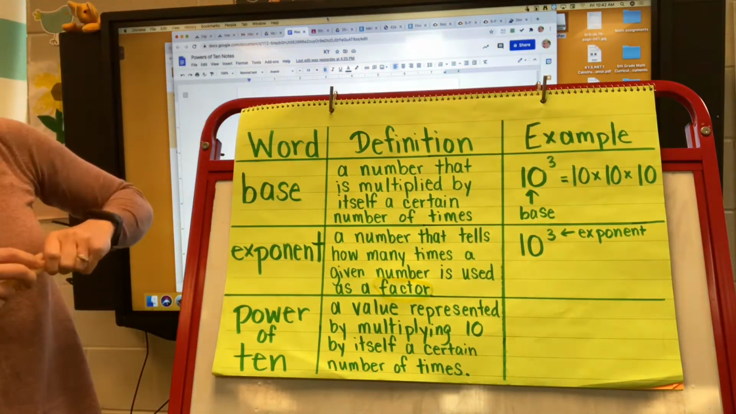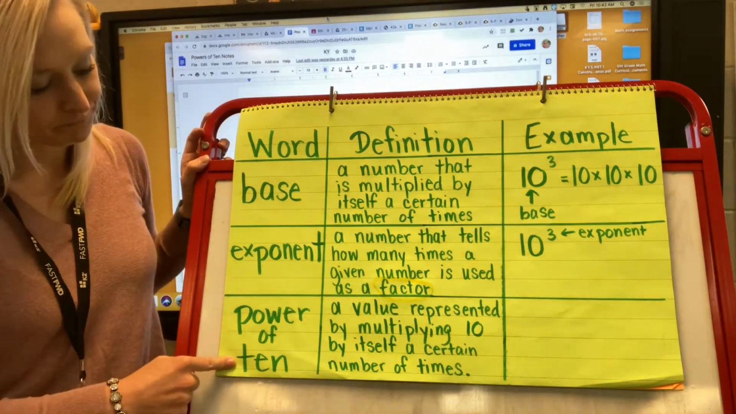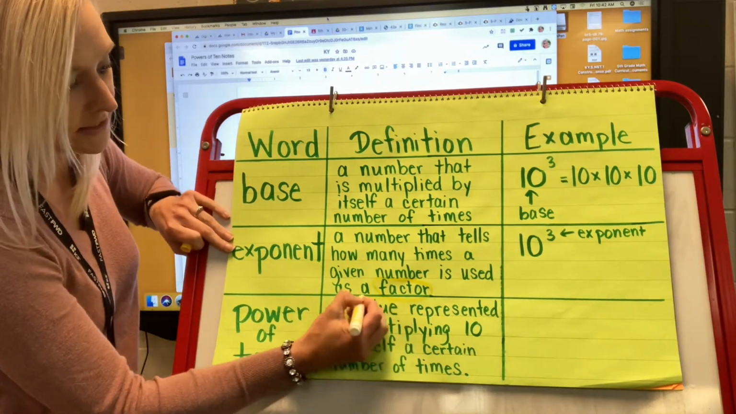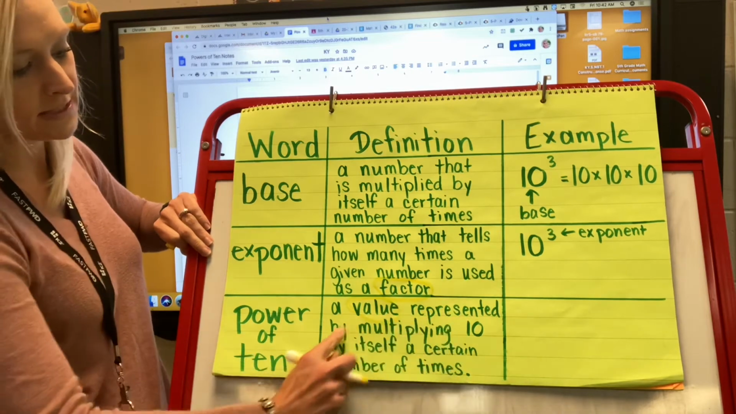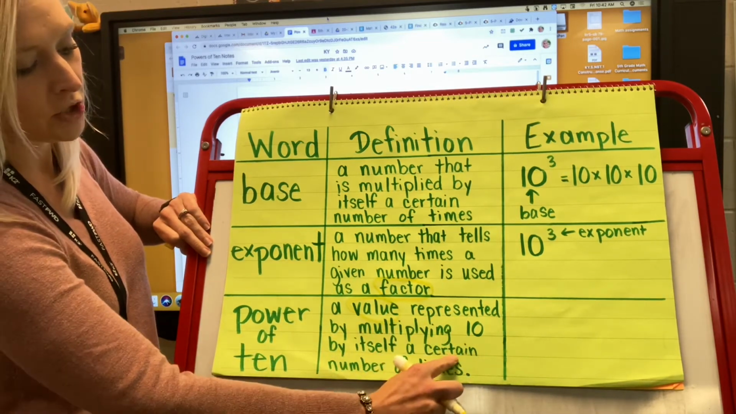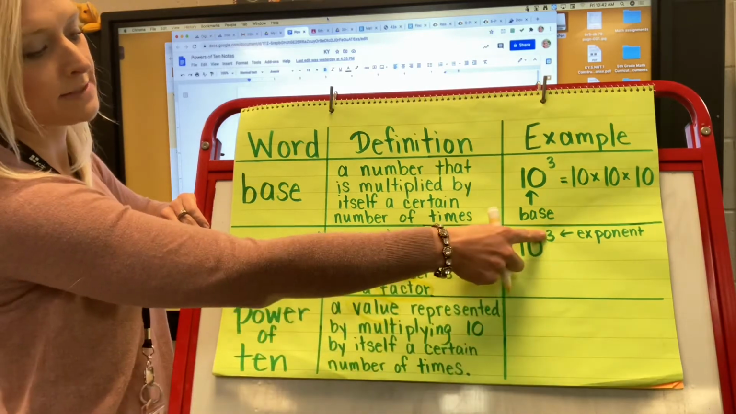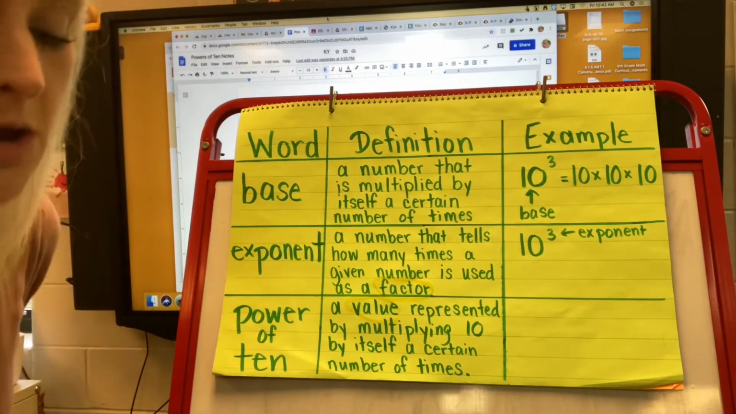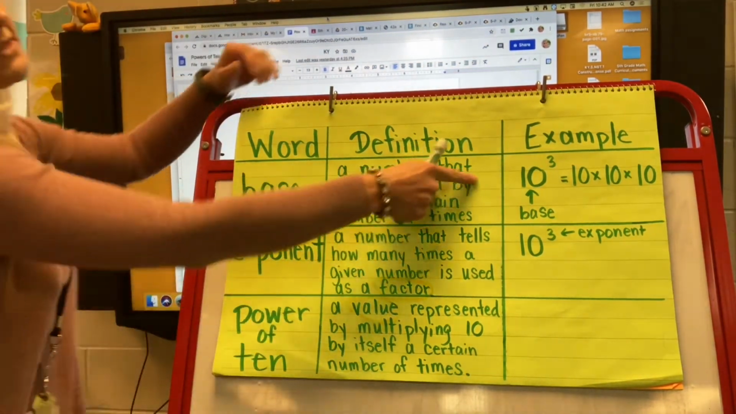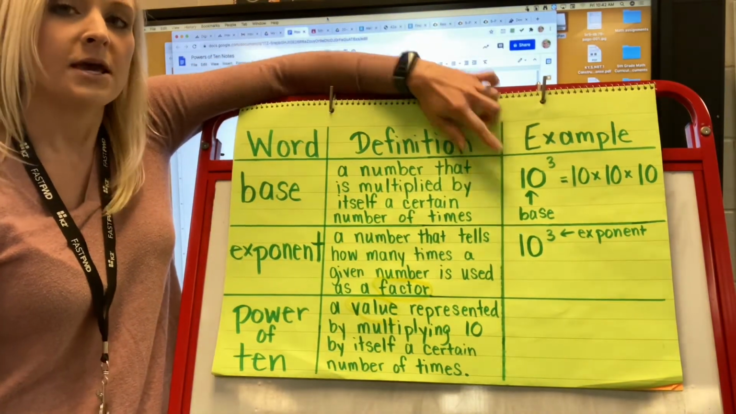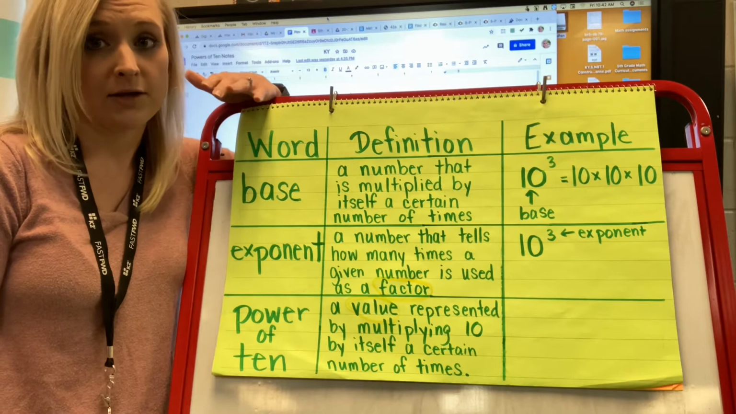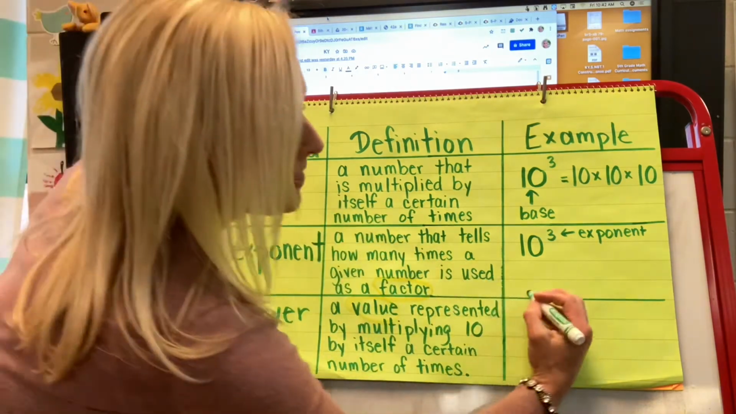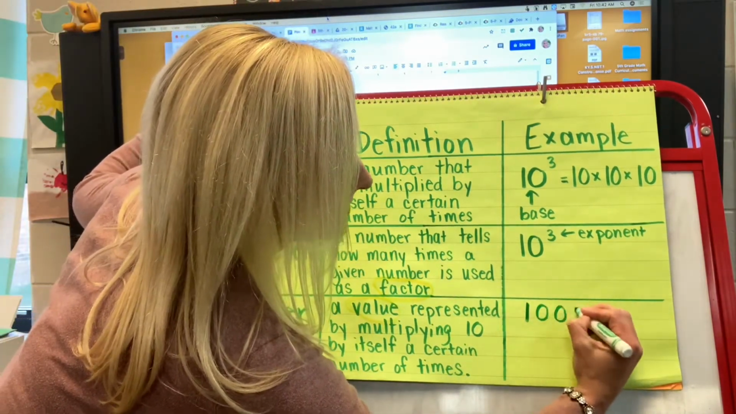And finally, last but not least, we have power of 10. So a power of 10 is a value. So it's an amount, okay? A value represented by multiplying 10 by itself a certain number of times. A certain number of times is the exponent and 10 is the base. So what are some examples of these values that we can write? What do you think is the value of 10 to the third power? If you multiply 10 times 10, we get 100. And then what is 10 groups of 100? 1,000. So 1,000 is a power of 10.